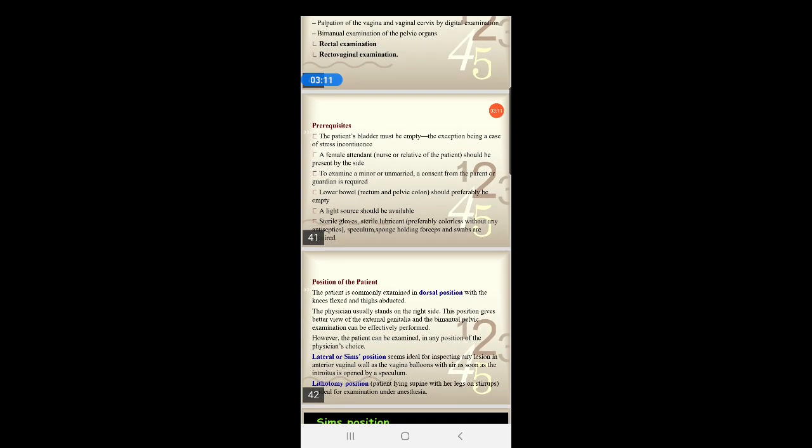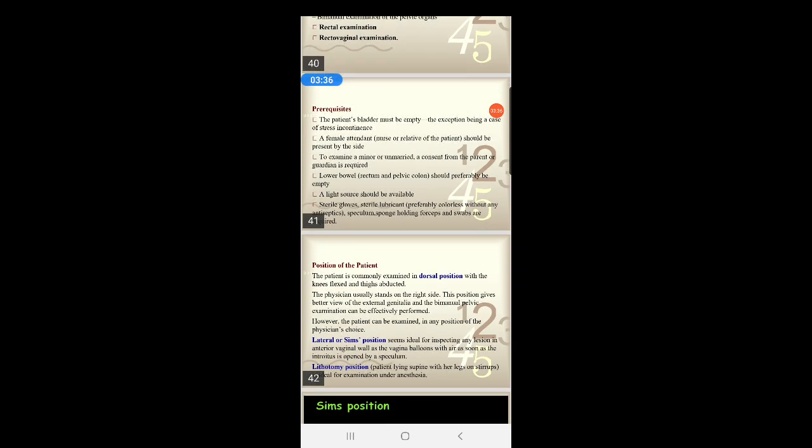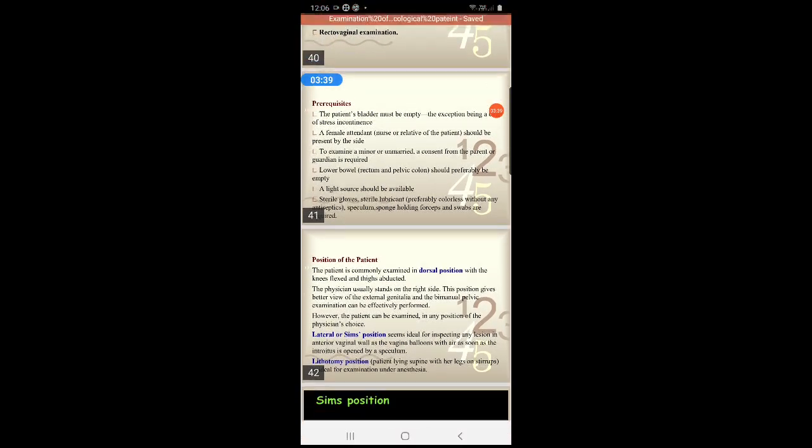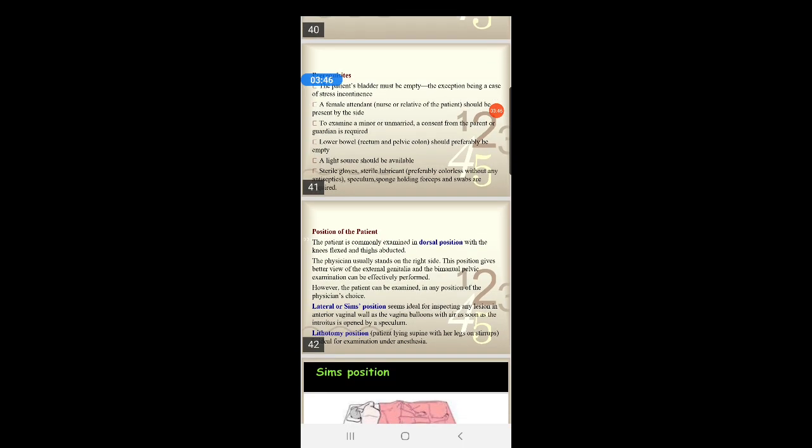Next, a female attendant, that is a nurse or maybe a relative of the patient, should be present by the side. We can allow the female attendant to accompany the female patient so that she can assist us, and the patient will not have the fear of the doctor. If there is no nurse, we can even allow a relative of the patient to be present by her side, to relieve the anxiety of the patient.